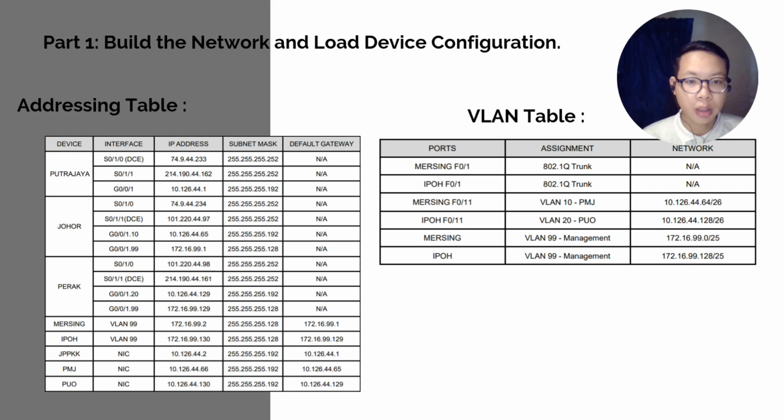Before we do any configuration on this topology, we have created an addressing table and VLAN table. For the addressing table, we have devices Putrajaya, Johor, Perak, Mersing, Ipoh, JP, KK, PMJ, PUO. And for the VLAN table, we have Mersing ports, Ipoh, Mersing ports, Ipoh, Mersing, and Ipoh.